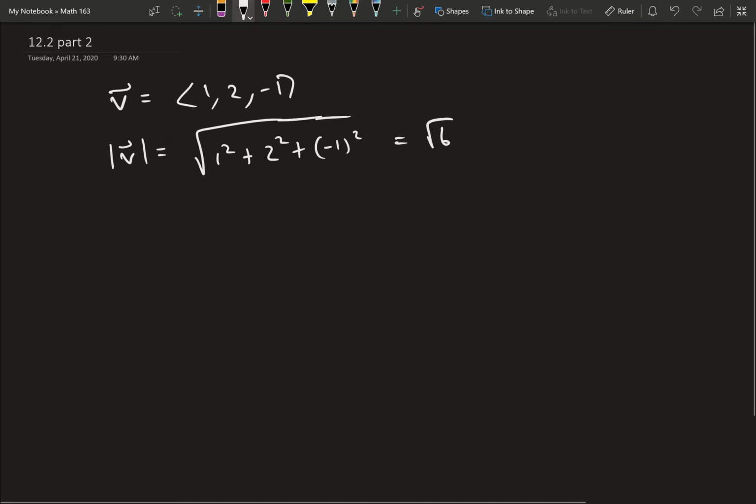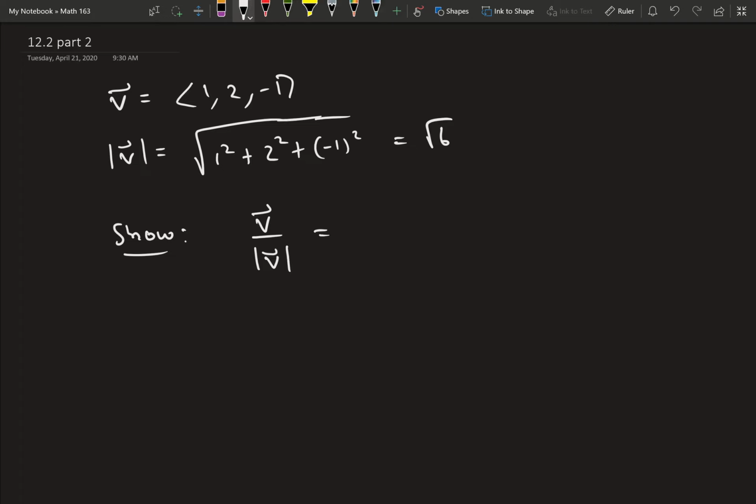And what we want to show is that the vector v over the length of v, which can be thought of as 1 over the length times, scalar multiplication, the vector v, is a unit vector. And notice that it will definitely point, and so remark, and let's give this a name. Let's call this u.